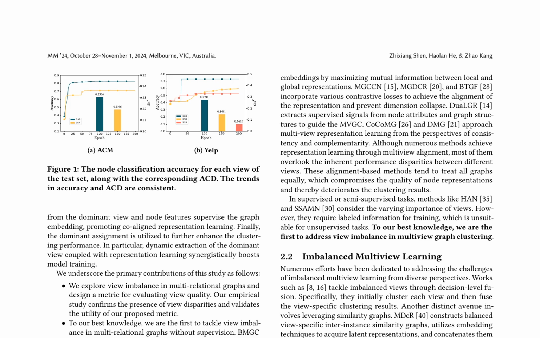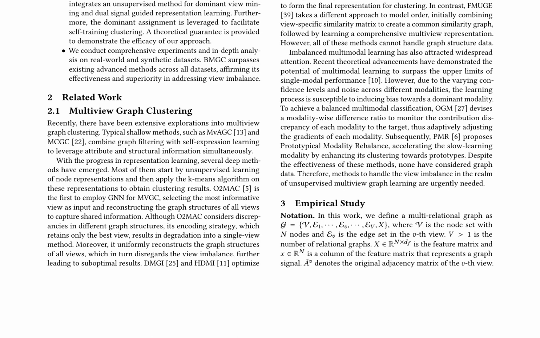view imbalance phenomenon. The authors then propose ACD as a simple yet effective view evaluation metric, which takes into account both the aggregation process and the distribution of node classes. They also introduce BMGC, which integrates an unsupervised method for dominant view mining and dual-signal guided representation learning. The dominant assignment is utilized to further enhance the clustering performance.